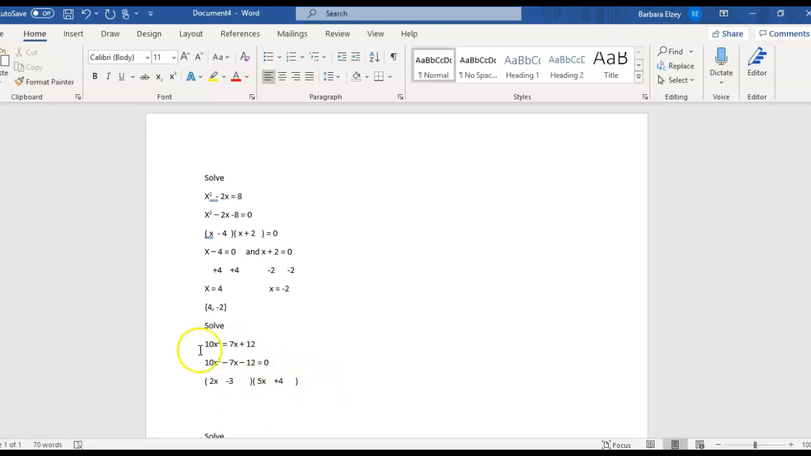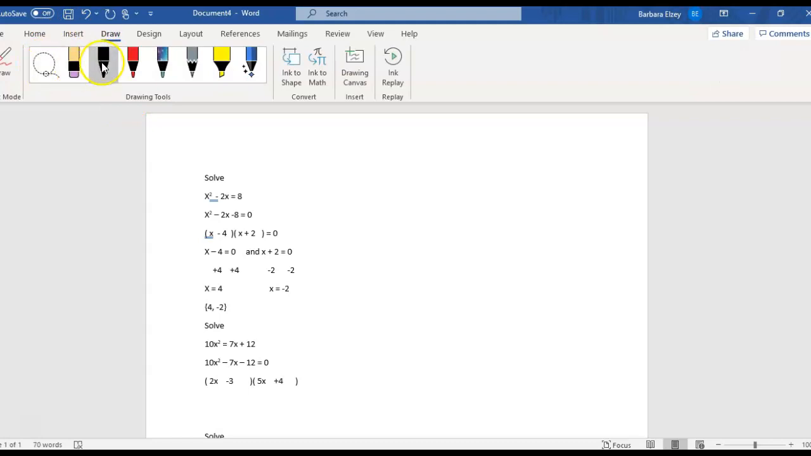Now, let's check the inside and the outside. They have to add to negative 7x. And we may have gotten lucky, and we may have to move things around or try even like 2 and 6 or 1 and 12 to find out what's our proper choice. But I'm going to use my draw feature, and we will check the inside and the outside.